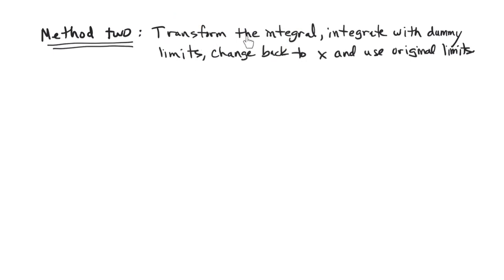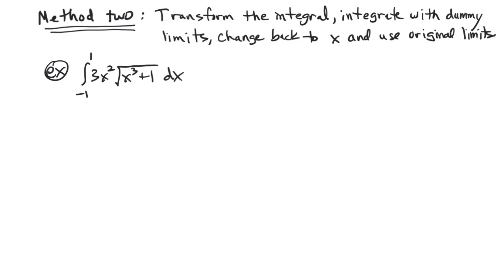Well, we're going to transform the integral just like before, but now this time we're not going to change the limits of integration. What we're going to do is we're going to use what's called dummy limits, which I'll explain when we do one, but we're going to integrate with these dummy limits. Then once we're done integrating, we're going to change back to x. Now I put x here because normally our independent variable will be x, but basically change back to whatever the original variable was, and then you use the original limits. Okay?